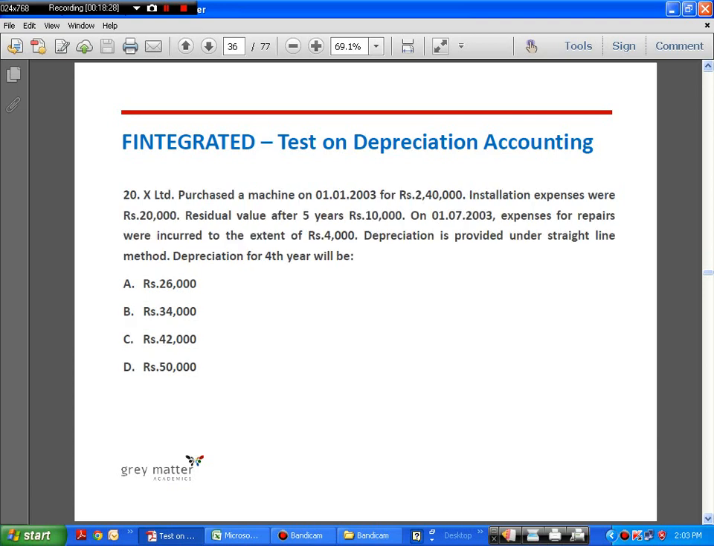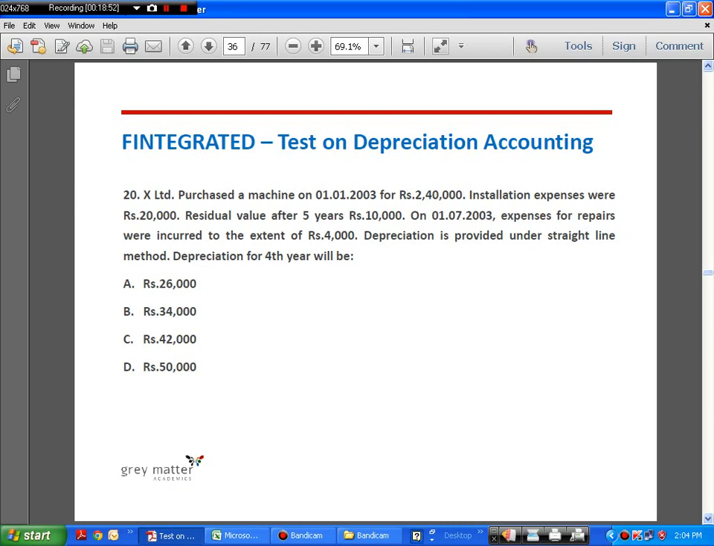X Limited purchased a machine on 1/1/2003 for 2,40,000. Installation expenses were 20,000, which means our cost becomes 2,60,000. Residual value after 5 years is 10,000, which means our depreciable amount is 2,50,000. They're incurring some expenses for repairs, which is not relevant to us because that's a revenue expenditure. Depreciation is provided under straight line method.